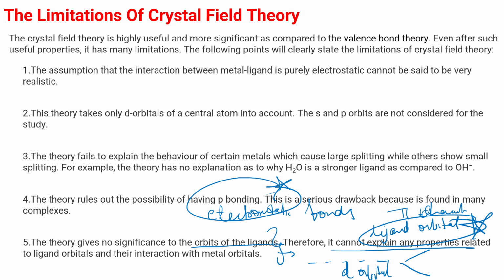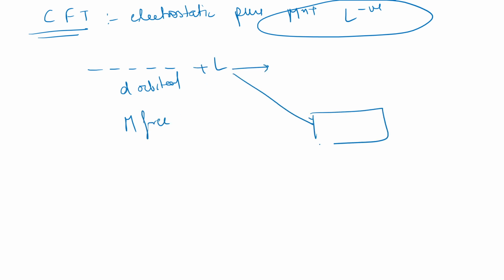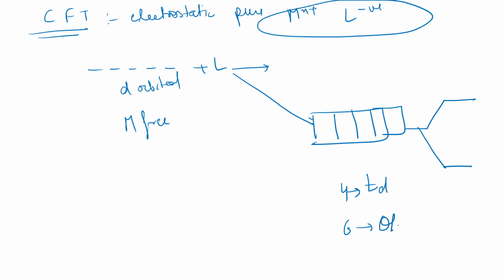So that is what we discussed today: CFT, crystal field theory. We discussed that in the crystal field theory they define purely electrostatic forces of attraction between the metal ion and the ligand's negative charge. We understood the degeneracy of the d orbitals when the metal ion is free, and when ligands come the energy gets raised, and if ligands come closer then the energy levels get split. If four ligands are coming, tetrahedral splitting occurs. If six ligands are coming, octahedral splitting occurs.